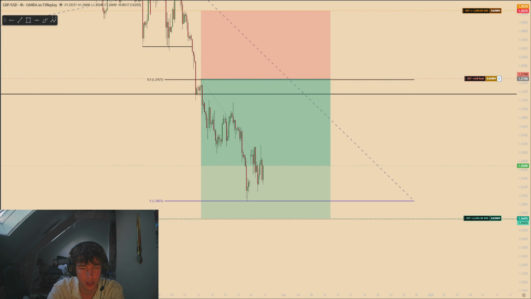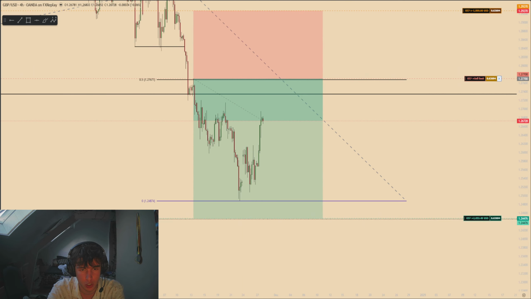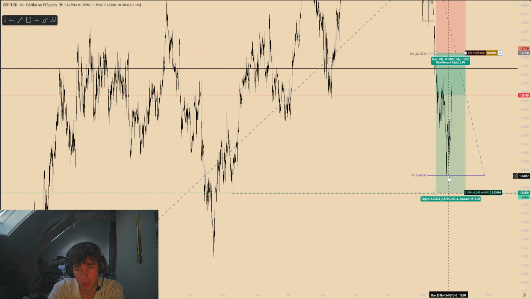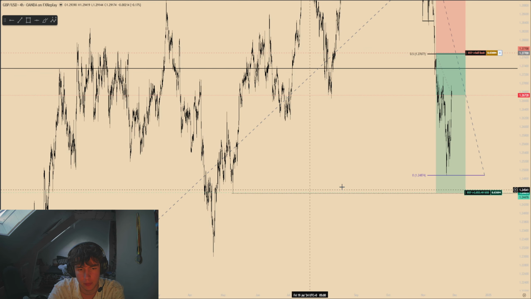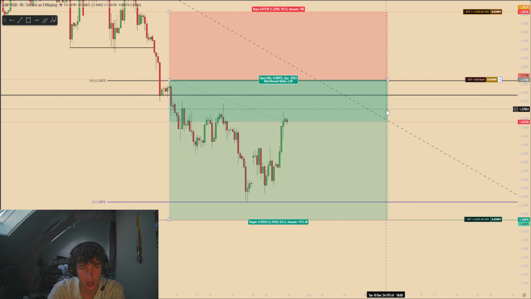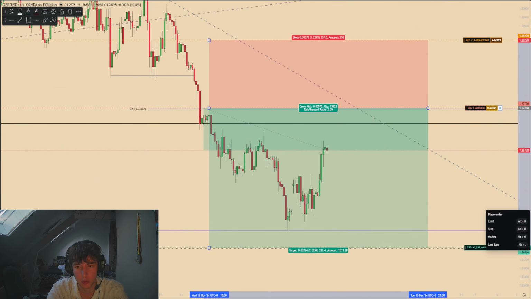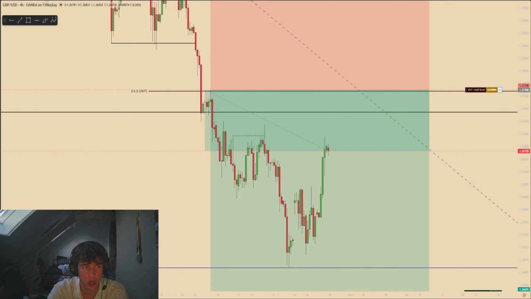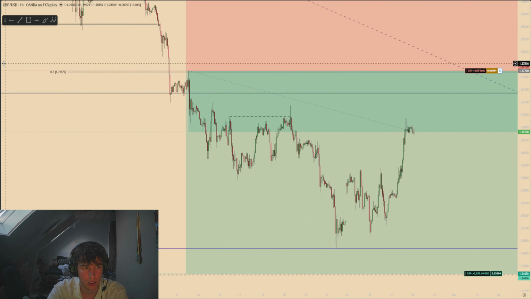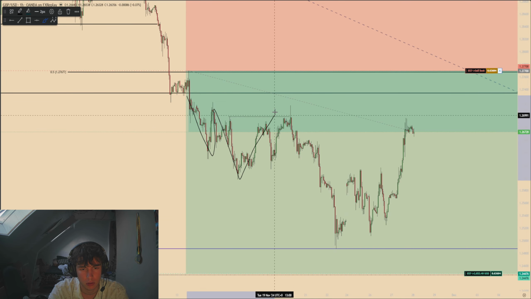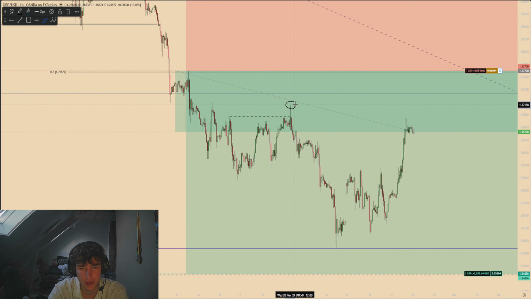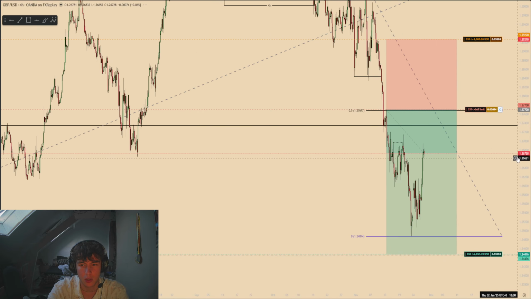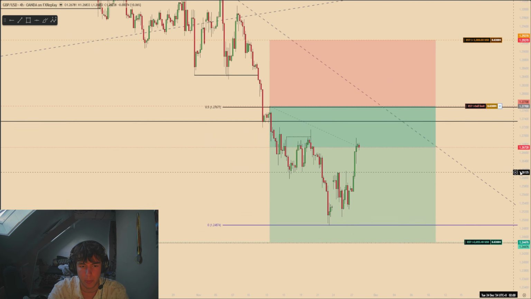Looking at this, we are seeing some market structure. We made equal lows, or not equal, but pretty equal lows here, right? We have taken liquidity above this high, but it's only 1 hour, right? It's just 1 hour. So this is an external 1 hour at the moment.